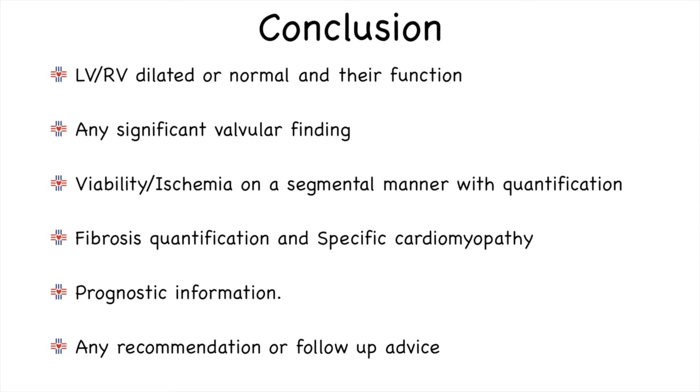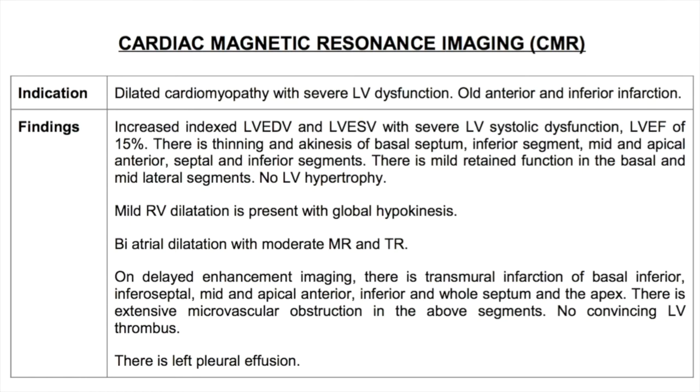Presence of ischemia or presence of viability in a segmental manner is quantified. If there is a specific cardiomyopathy, we mention that and quantify the fibrosis. If there is any specific prognostic information that we have found, we would mention that also in our conclusion. Finally, we would put in any recommendation or follow-up advice in these patients.